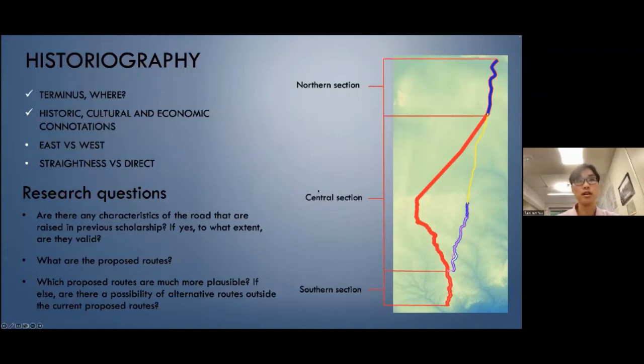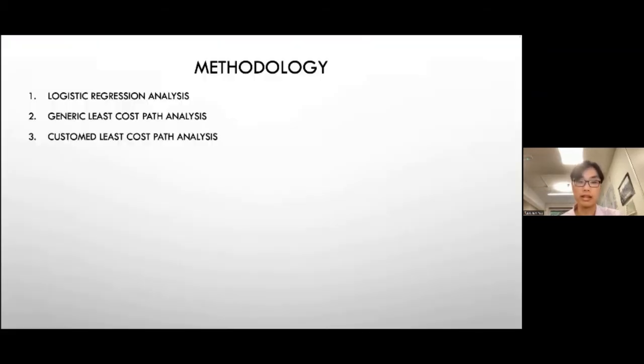So mainly the research questions are trying to identify some of the characteristics of the road using regression, and also to discuss which of the routes is more plausible using computational methods. In this case, it's least cost path analysis. I will go into these 2 types of analysis in the next slide.